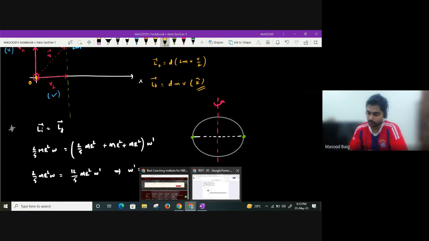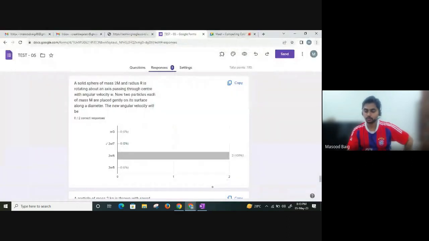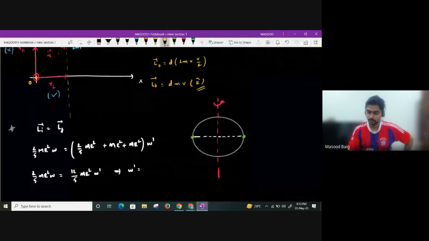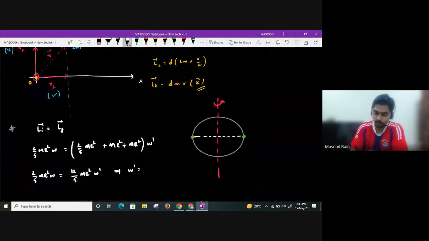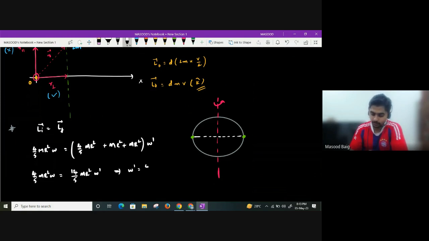Solid sphere is given. What is given? A solid sphere of mass 2m is given. Sorry. So what we can write? 2 by 5 into 2m into r square. So this will become 4 by 5 mr square. So this will turn out to be 14, guys, and this is 4 again. So our answer should be 4 divided by 14 into omega, which is 2 by 7 omega. Simply angular momentum conservation about the axis of rotation again.